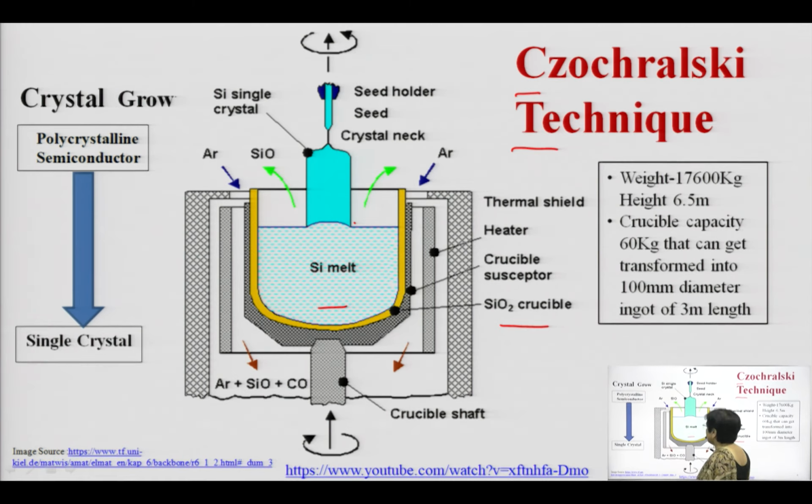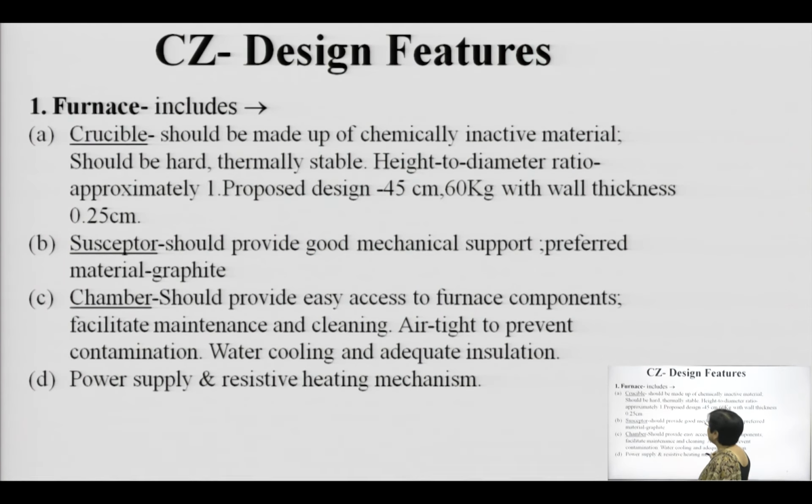Now, the important aspects what we need to study in this case is, very first thing is the crucible. Since the molten silicon is at very high temperature, that is higher than 1400 degrees centigrade, the material which is to be used for the crucible has to be chemically inert. That means, the material should not release any impurity into the molten silicon at that high temperature. Secondly, the height and diameter also should be good, and that is how it is theoretically proven.